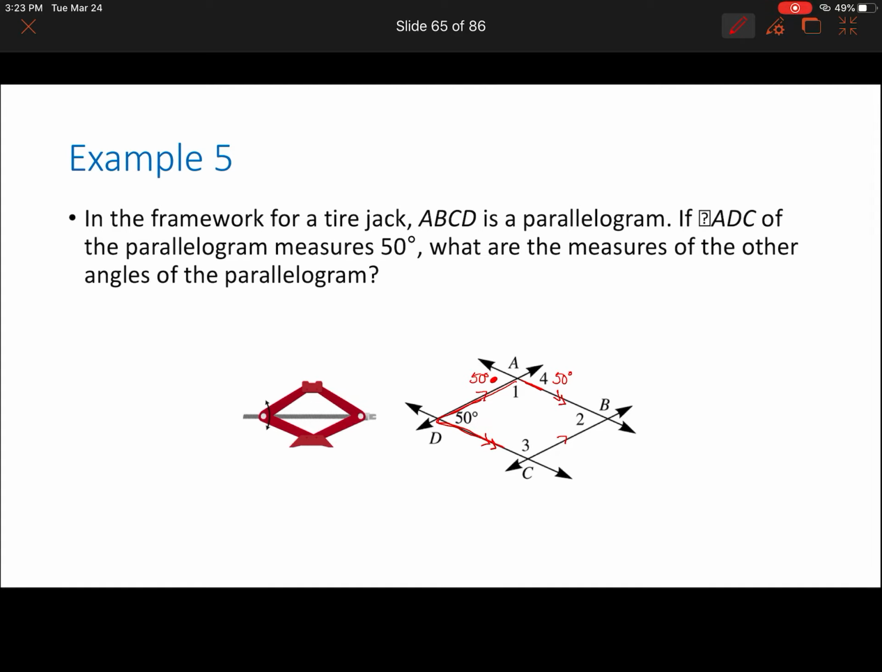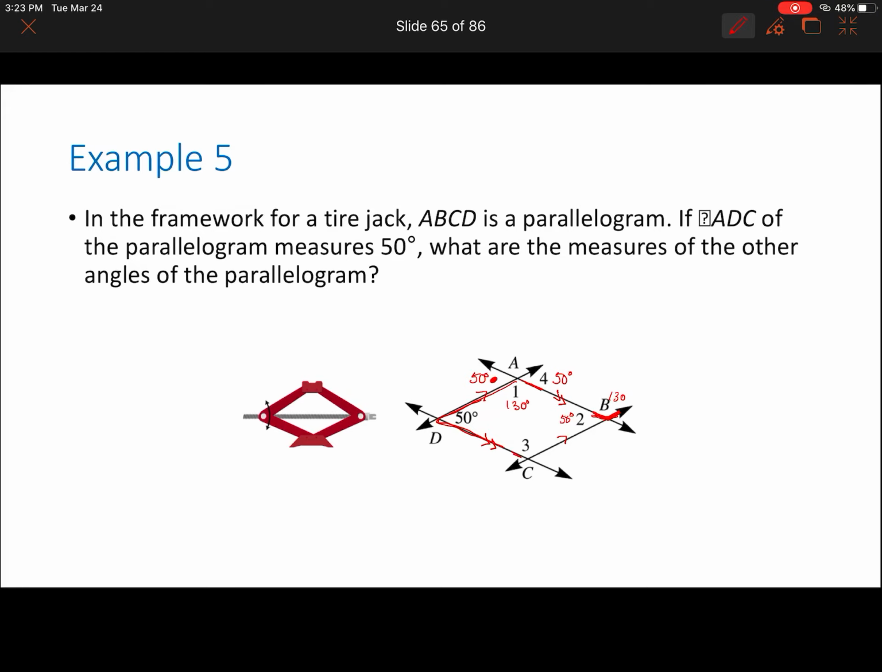Which also means that angle 2, which is an alternate interior with this line as your transversal, because again, all the lines, all the sets are parallel, and so each of these form transversals. And so if angle 4 is 50 degrees, then angle 2 has to also be 50 degrees. And if angle 4 is 50 degrees, then angle 1 has to be 180 minus 50, which is 130.